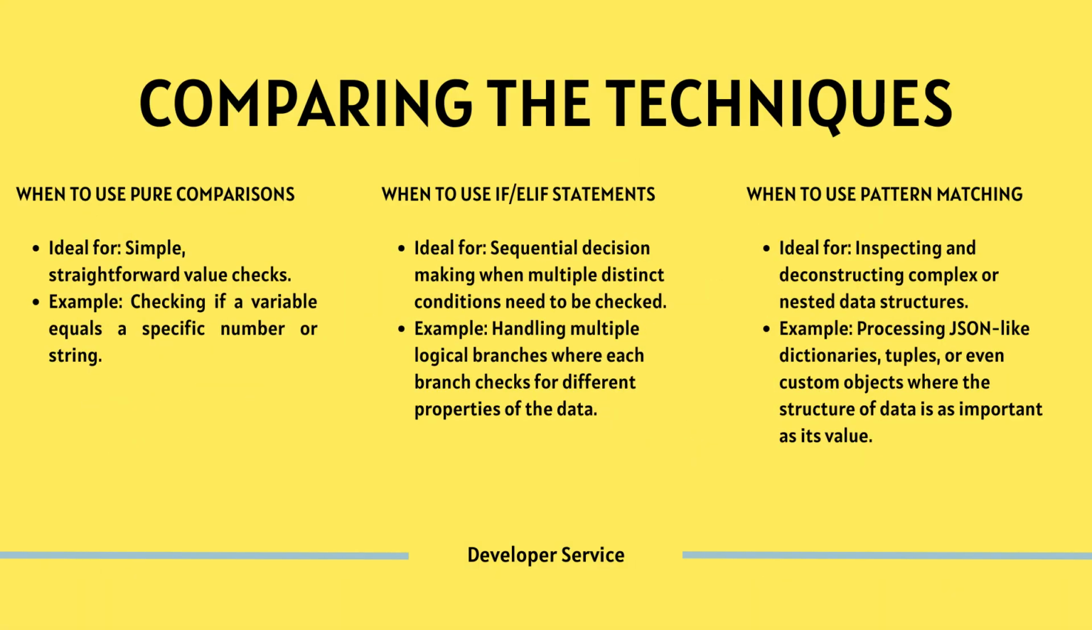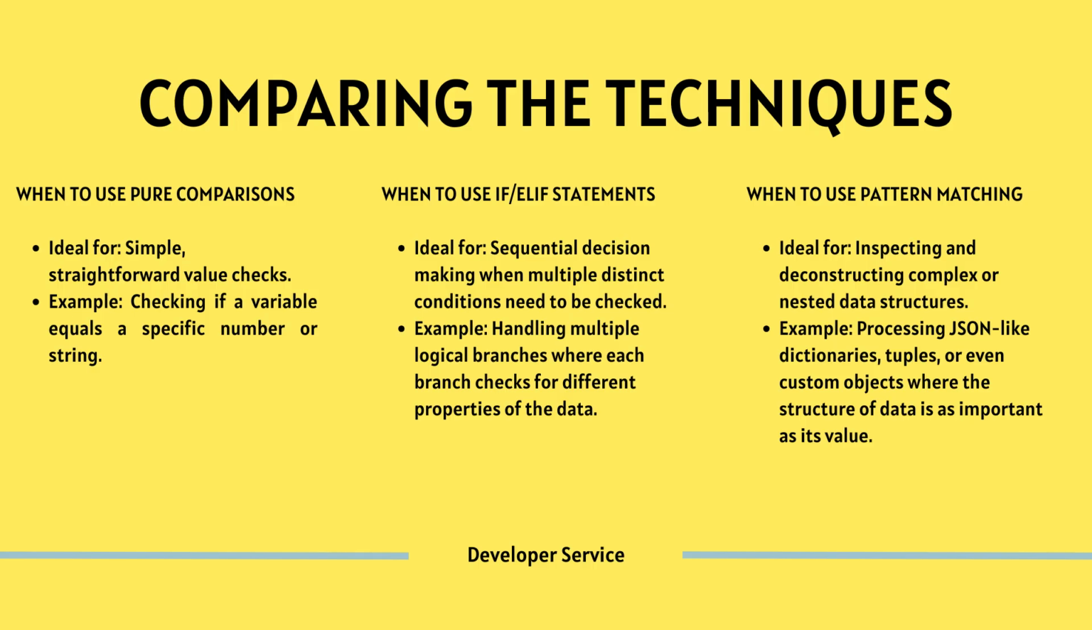So if we summarize and compare the different techniques, when should you use pure comparisons? Well, they're ideal for simple and straightforward value checks. For example, if you're checking if a variable equals a specific number or if a string equals a specific predefined string. On the other side, if and else statements are ideal for sequential decisions when using multiple distinct conditions that need to be checked. For example, when you want to handle multiple logical branches where each branch has a different property of the data itself. And pattern matching is ideal when you want to inspect and deconstruct complex and nested data structures.